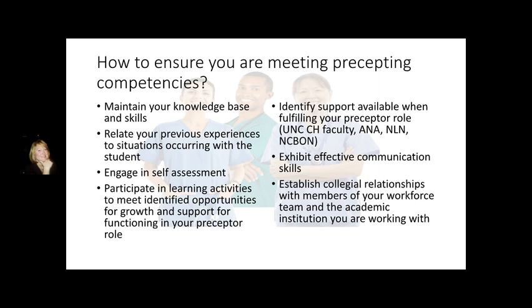So certainly the faculty here at UNC Chapel Hill, including myself and Dr. Megan Williams, are here if you have any questions, concerns, or issues that come up with students. All of the nurse managers at all of the community health centers have our contact information, and we hope that you won't hesitate to contact us if you have any questions. The American Nursing Association and National League of Nursing have very helpful websites, and of course our own North Carolina Board of Nursing website may be of use. We hope you will exhibit effective communication and establish collegial relationships with the other members of your workforce team and us.